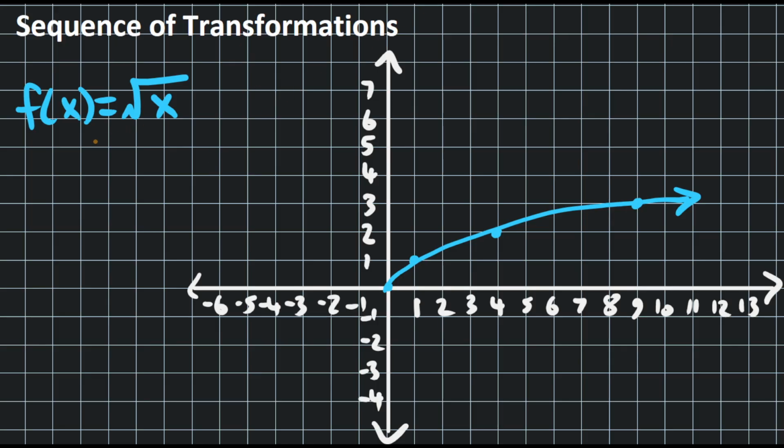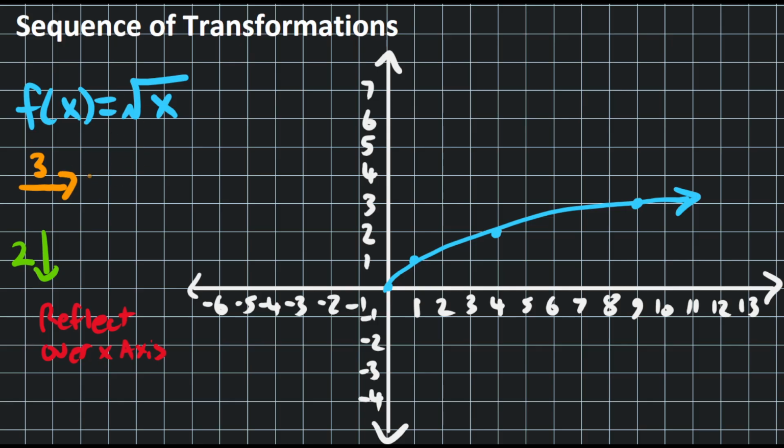The first thing we're going to do is shift it to the right by 3, and then the second thing we're going to do is shift it down by 2, and the last thing we'll do is reflect over the x-axis. So these are the 3 transformations we're going to do on f of x equals radical x. So let's start with this one, shifting to the right by 3.